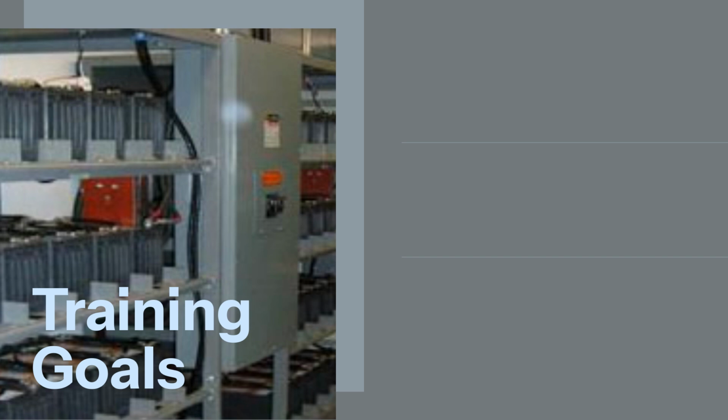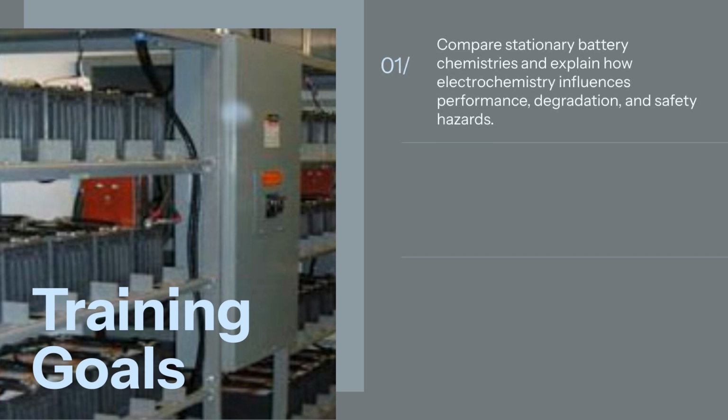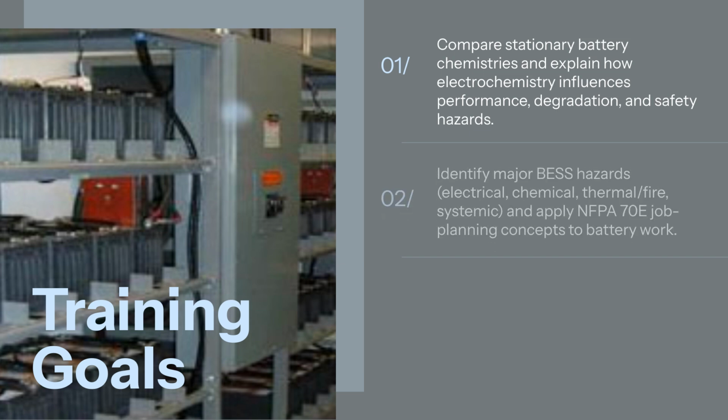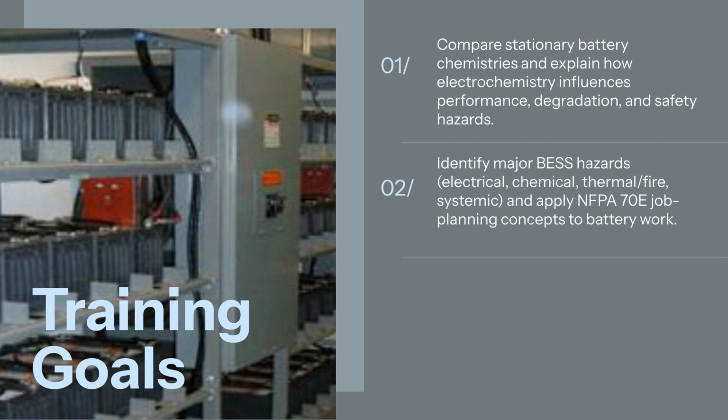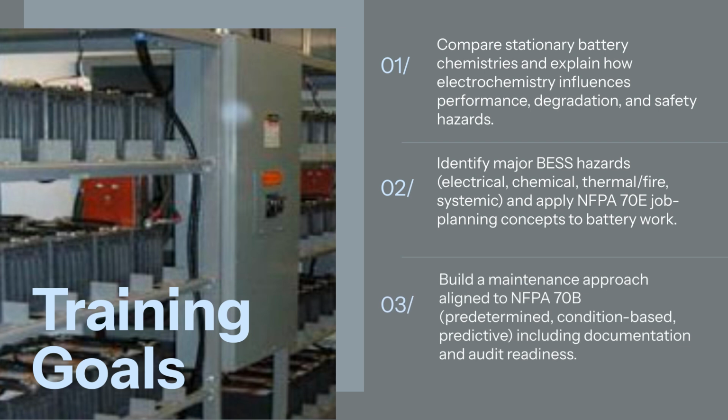Learning outcomes will include: compare stationary battery chemistries and explain how electrochemistry influences performance, degradation, and safety hazards. Identify major battery energy storage system hazards, electrical, chemical, thermal, fire, systemic, and apply NFPA 70E job planning concepts to battery work. Build a maintenance approach aligned to NFPA 70B, predetermined, condition-based, and predictive, including documentation and audit readiness.